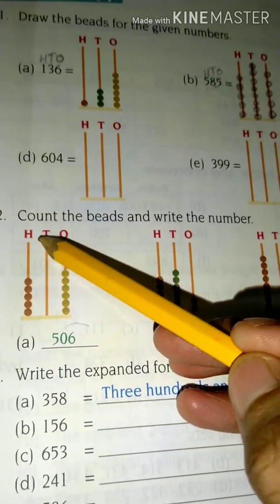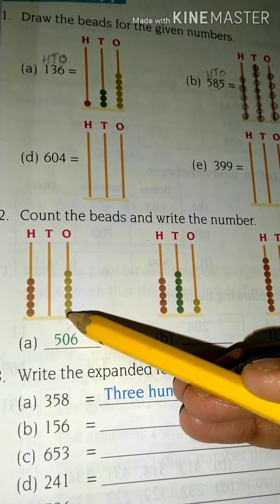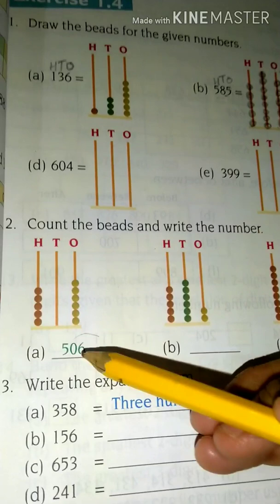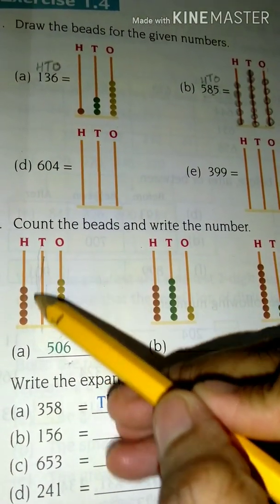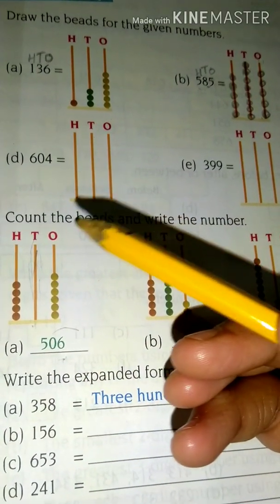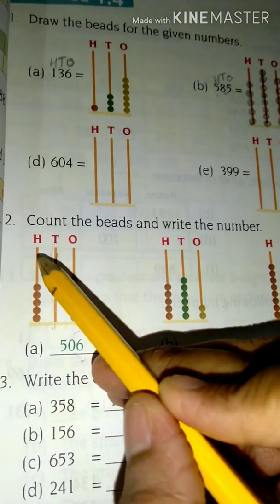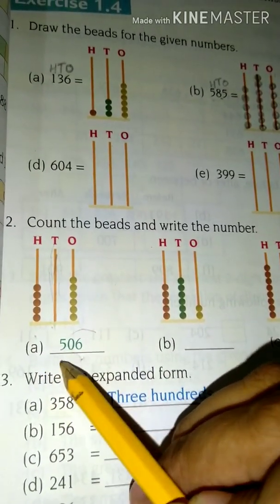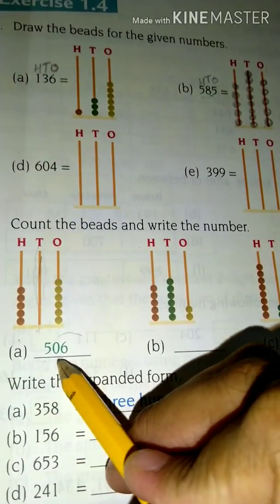This is ones column, tens and hundreds, same. Then 1, 2, 3, 4, 5, 6. So that's why they have written 6 over here, because there is no bead in the tens column. It's a blank in the tens column, that's why 0 is there. And there are 5 beads, that's why 5 is there. So the number is 506.